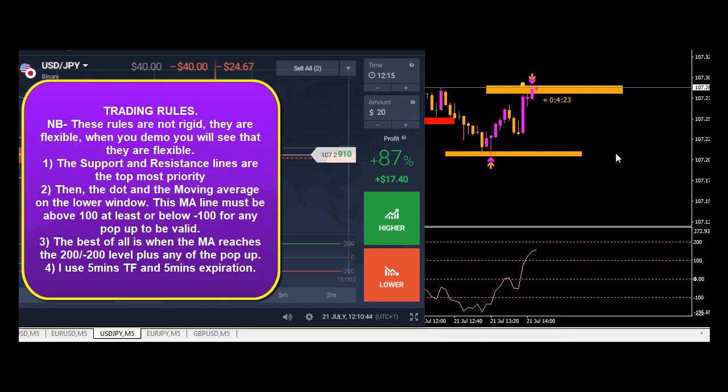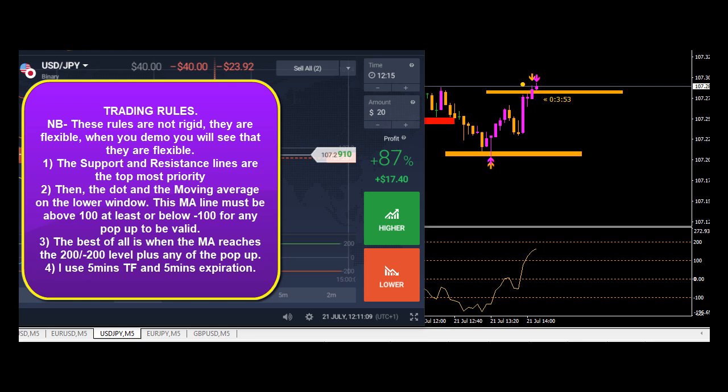In this trading system, what do we look out for? First and foremost, the dot appears around the support and resistance region. You might not want to take the dot signal alone, though most of the dots never repainted. It's very good.